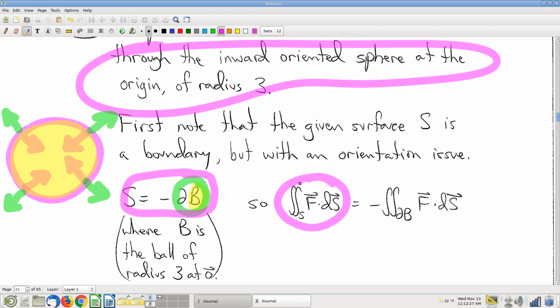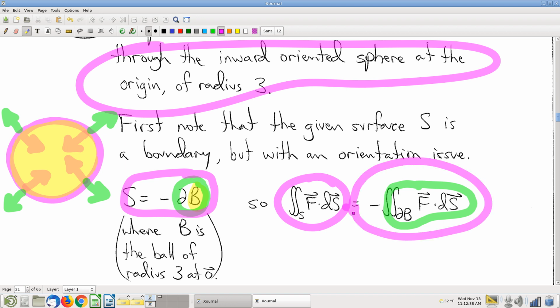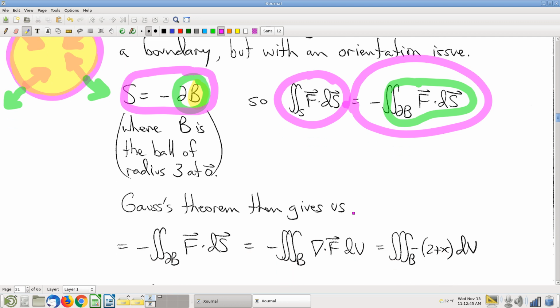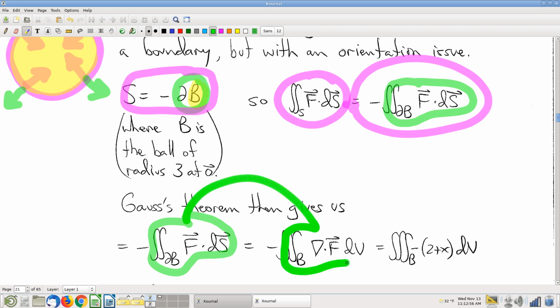So along those lines, we've been asked to compute this flux. That flux is the negative of the flux through the boundary. There's that minus sign, right? It's the negative of the flux through the boundary. And so that green integral, the flux through the boundary, that's what I can actually compute, right? The flux through the boundary is something I can write with Gauss's divergence theorem. The flux through the boundary, being as it is a boundary, is a triple integral of divergence. And then it's all downhill from here.